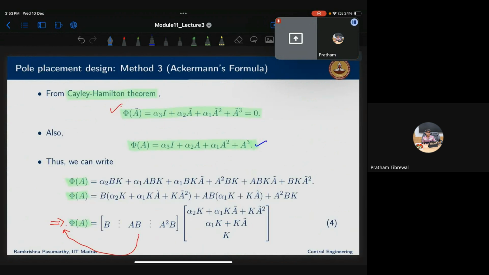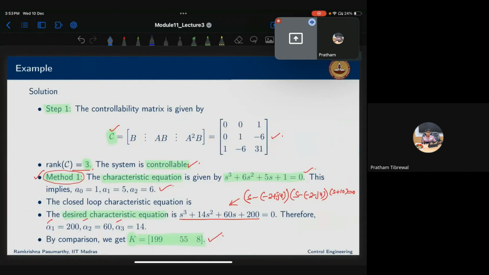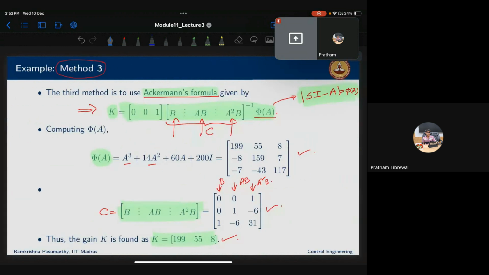And now we have to find the alpha 1, alpha 2, alpha 3 values. Here, just a minute. First, you know your A matrix. So find delta I minus A. You will get a polynomial in delta, correct? This is nothing but phi of delta. Then replace delta with A, and you will get this.